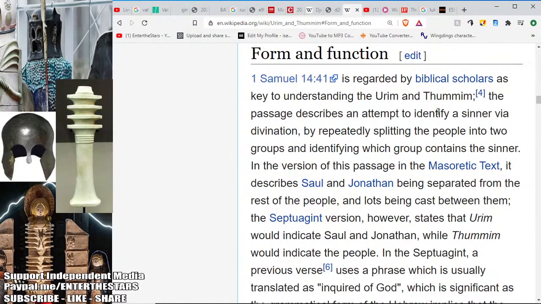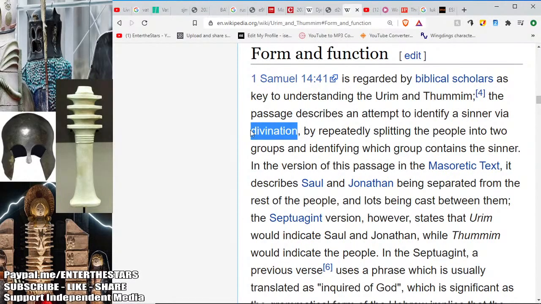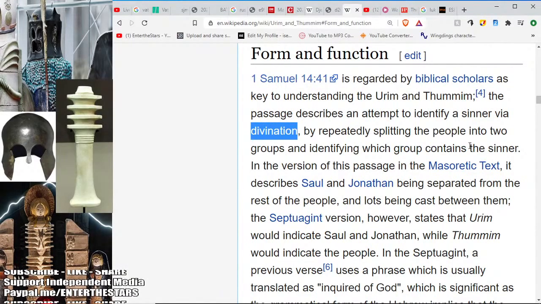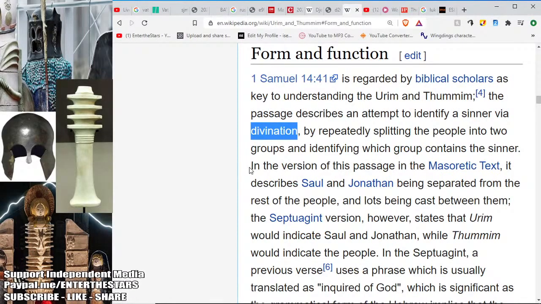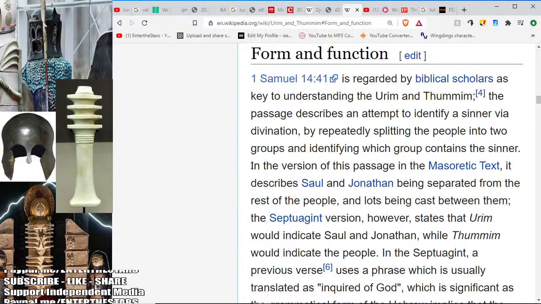First Samuel is regarded by biblical scholars as the key to understanding the Urim and Thummim. The passage describes an attempt to identify a sinner via divination. Now they call it divination, but when God is telling you what to do, then it's not divination. But they want to apply that label, of course. It says, by repeatedly splitting the people into two groups and identifying which group contains the sinner. So it's a matter of division, dividing things up over and over again. Now, this is going to dovetail into the Russian dolls, which is also being depicted in the nativity scene. We'll get into that a little bit later in the show.